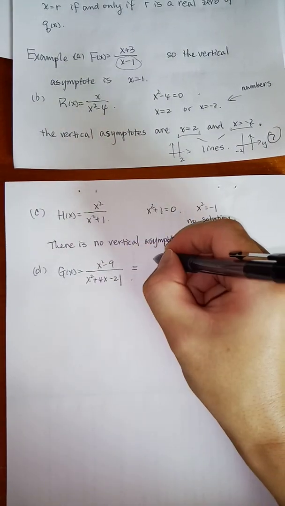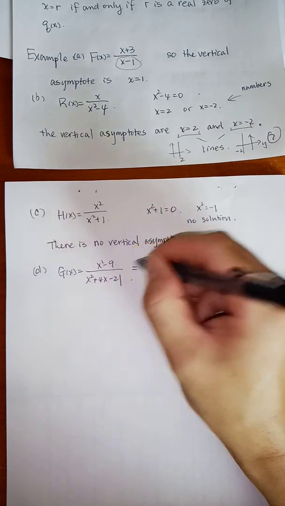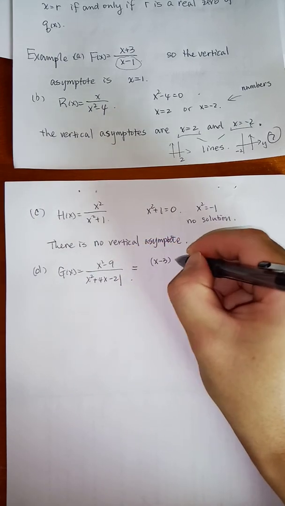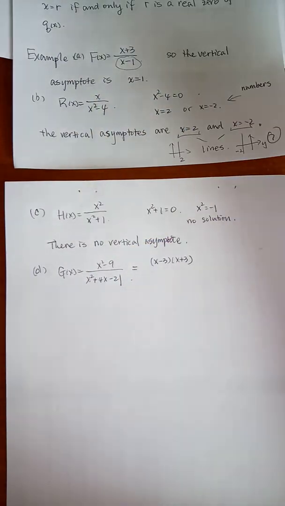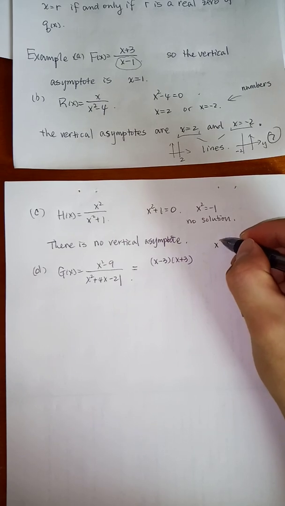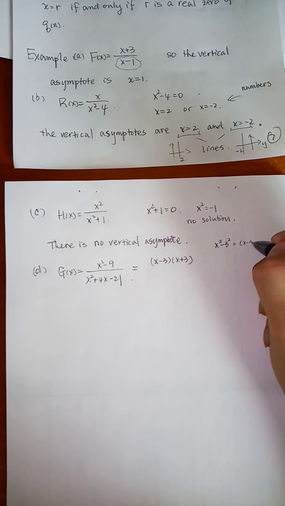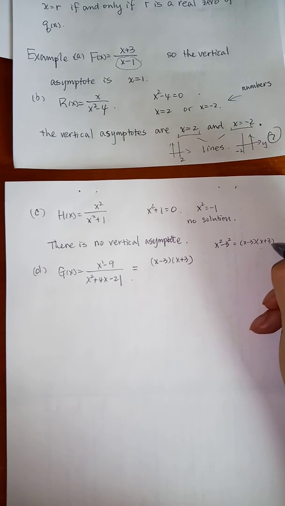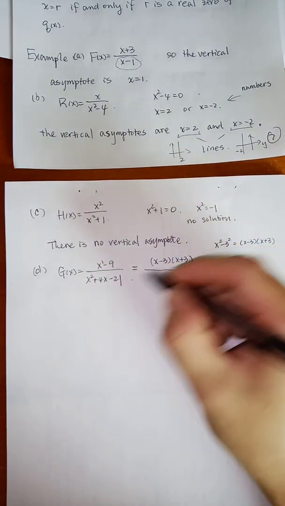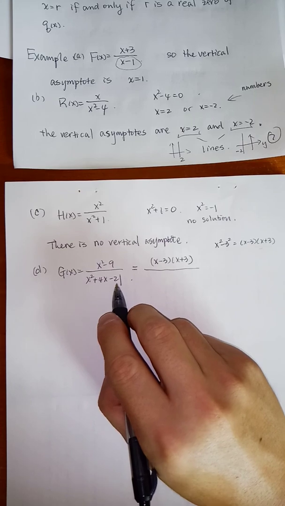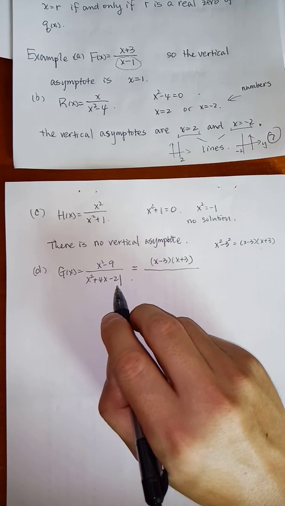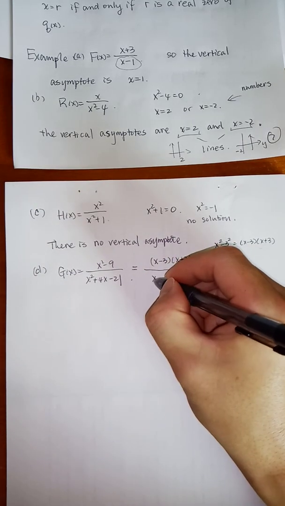x squared minus 9 is x squared minus 3 squared. Again, let me copy it here. x squared minus 3 squared. Remember that a squared minus b squared is (a minus b) times (a plus b). And the denominator, negative 21 is 7 times negative 3.